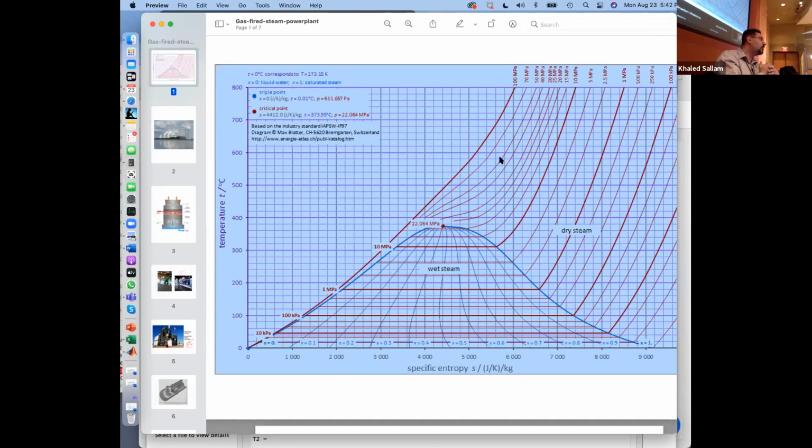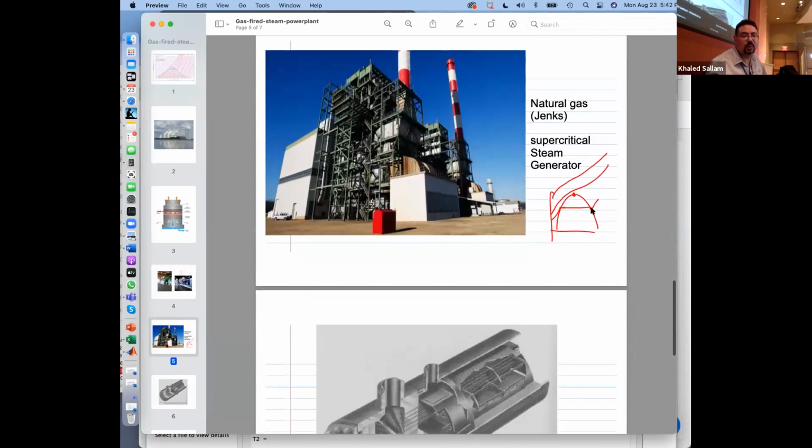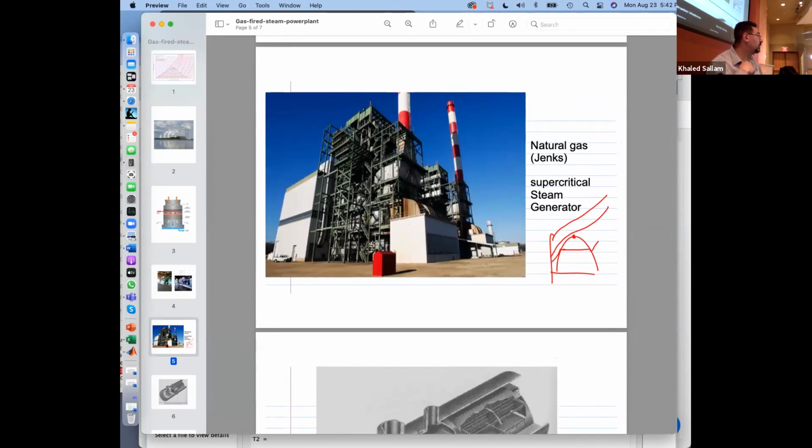Okay. So supercritical pressure steam generators are efficient. You will see the efficiency getting higher. What's bad about them then? And the one in Jinx is supercritical. And that's why they don't like you to call their boiler a boiler. You cannot tell them it's a boiler. Yeah, steam generator. We call it steam generator. It generates steam, but not by boiling. Right? Steam generator.